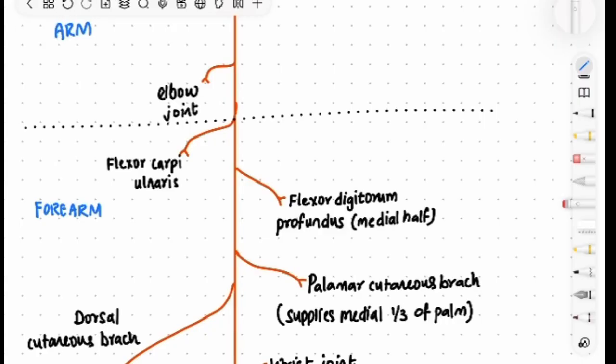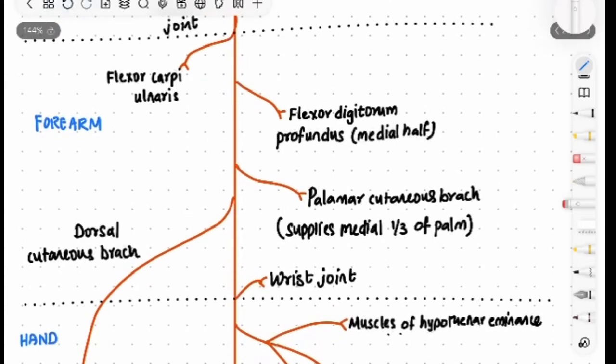Next, this is somewhat important. It supplies flexor digitorum profundus, but not the whole muscle, only the medial half. Only the medial half of flexor digitorum profundus is supplied by the ulnar nerve, whereas the lateral half is supplied by the anterior interosseous nerve, which is a branch of the median nerve. Remember, only the medial half is supplied by the ulnar nerve.